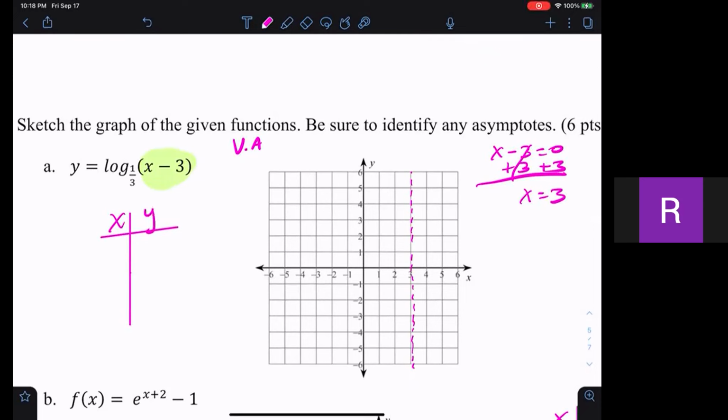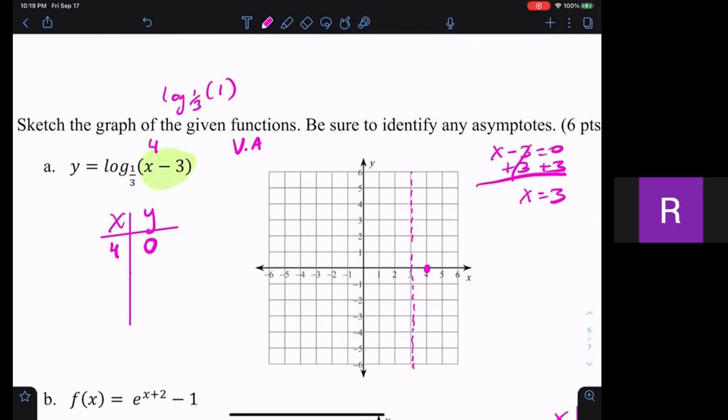So now you pick 4 because 4 minus 3 is 1, and log base 1/3 of 1, right? 4 minus 3 is 1. Log of 1 is 0. So 4, 0. So we have our first point. Good. Now, what other point can I pick?